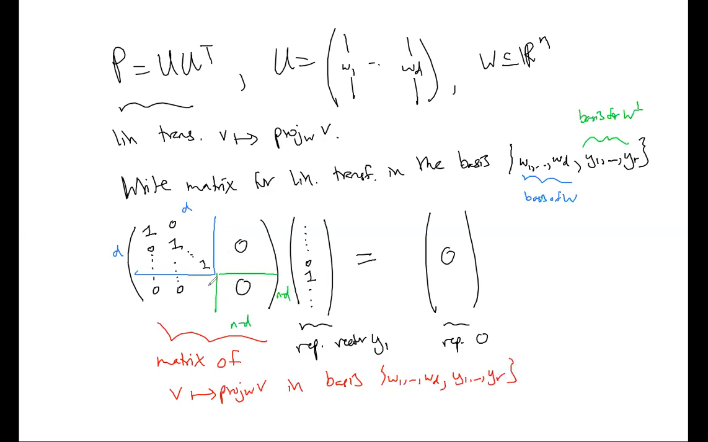And now I guess you can ask the same question. Are all the columns in W? And yeah, this column is W1, that's in W. This column is W2, that's in W. And so forth, this column is WD, that's in W. And all of these columns are 0. And 0 is always in a subspace. And so the same answer holds, that all the columns are in W.